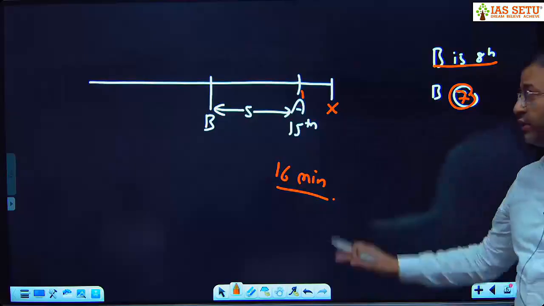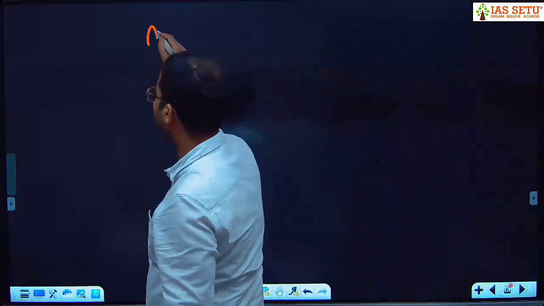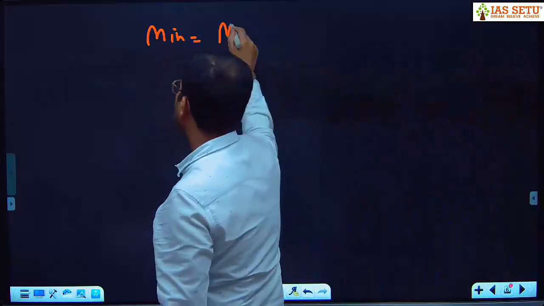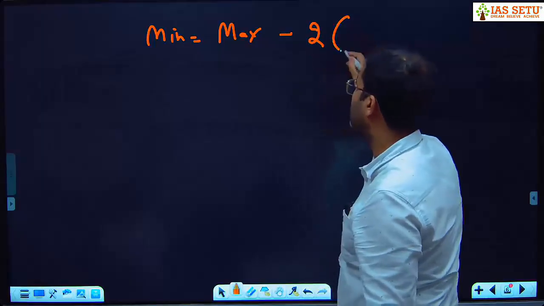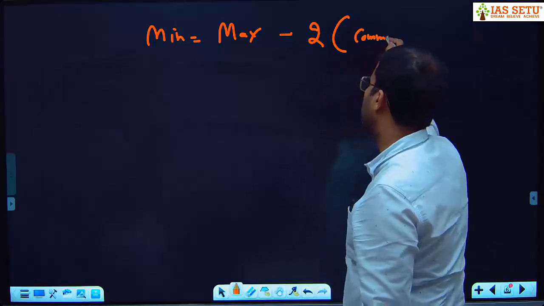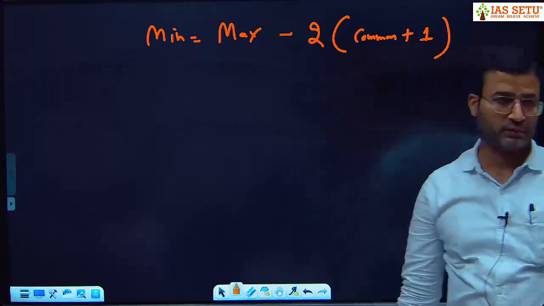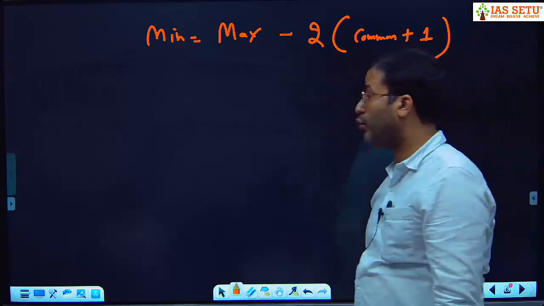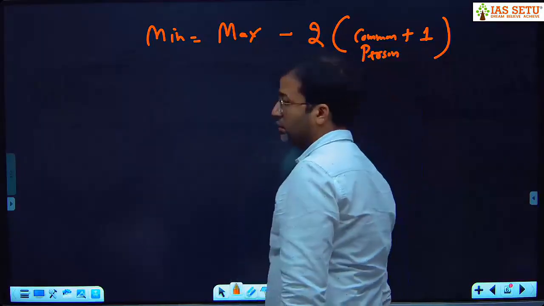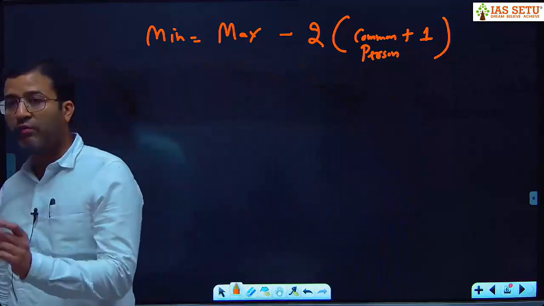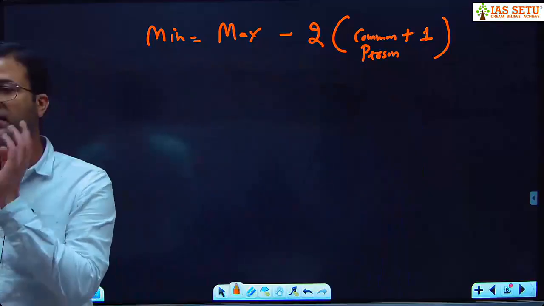What is the shortcut for this interchange of position? You write: minimum is equal to maximum minus twice of common plus 1. Common person. What are common persons? The persons which we are making common again and again to minimize the number of persons.